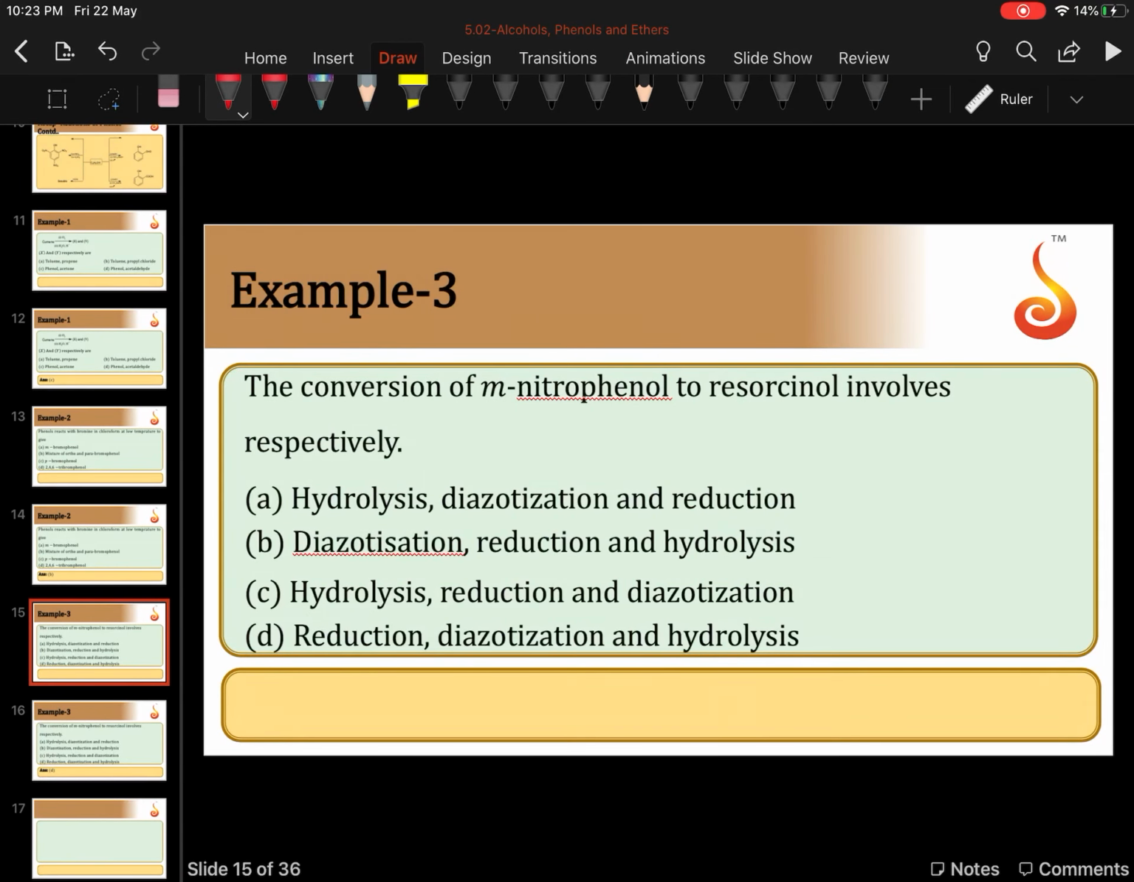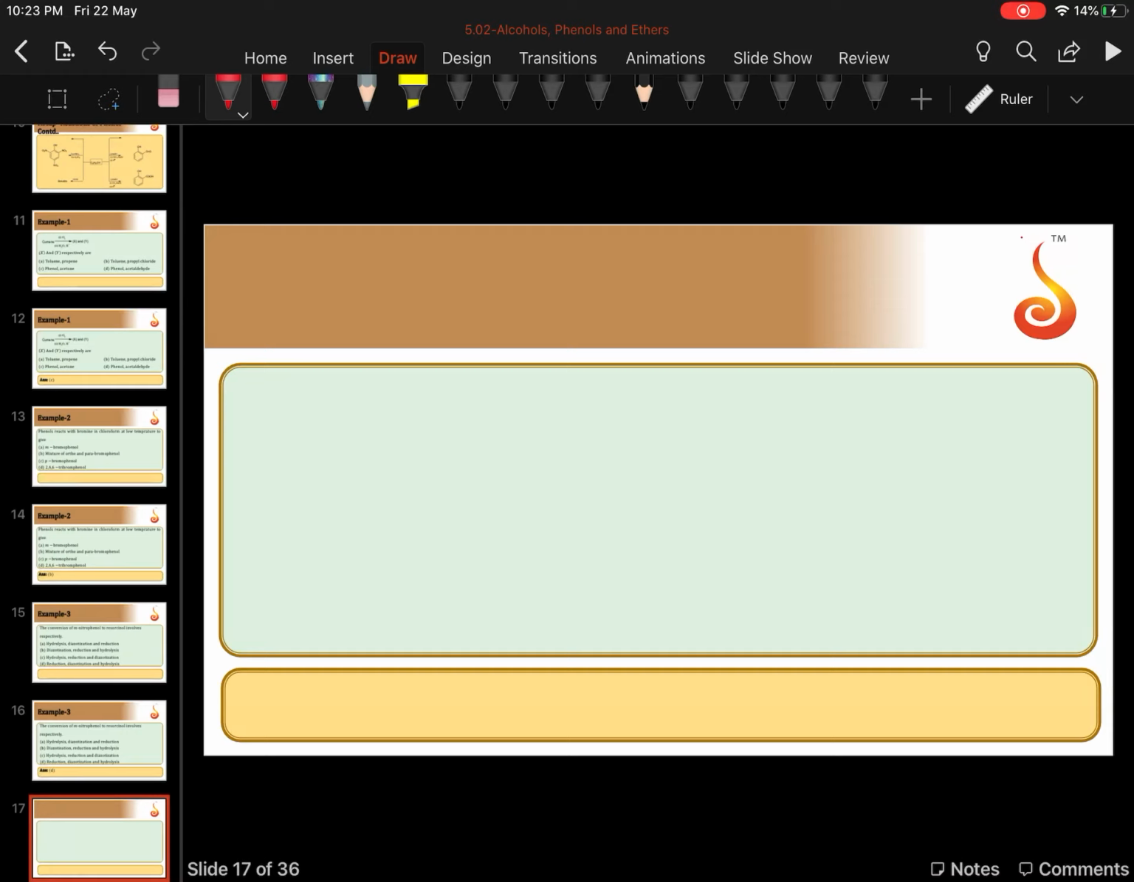Conversion of metanitrophenol to resorcinol. They are asking us how to convert metanitrophenol to resorcinol. Now let us write the structure of metanitrophenol. This is phenol. In the meta position there is an NO2 group. Then this is resorcinol.